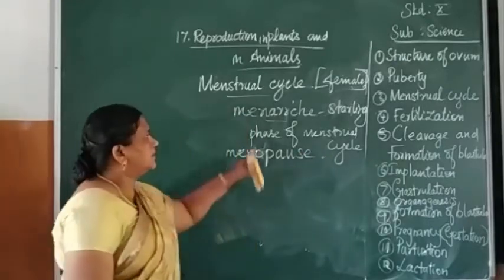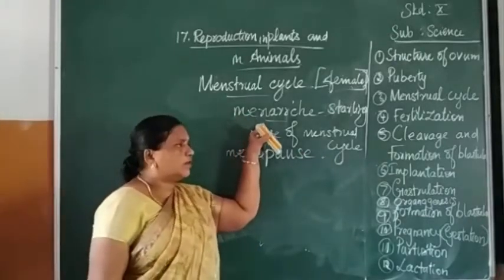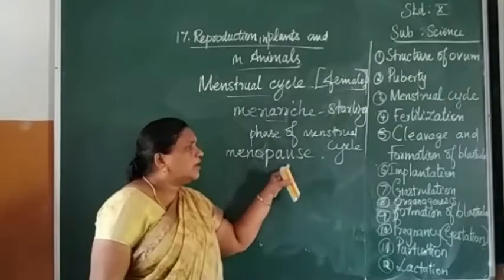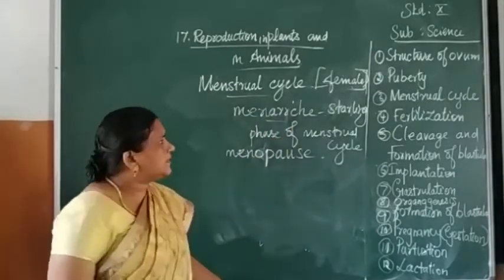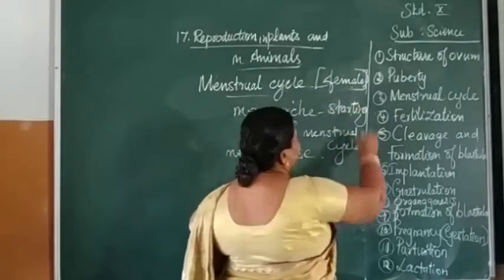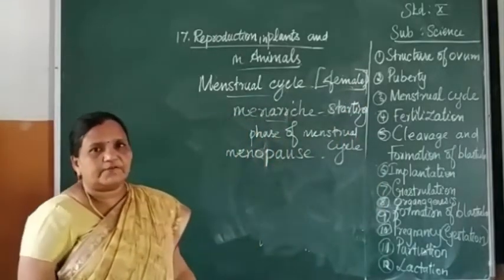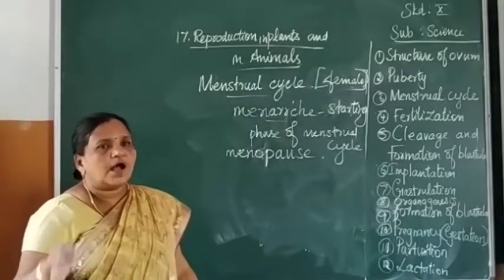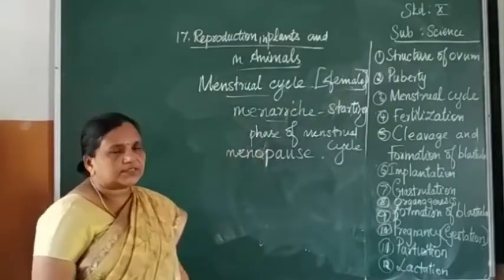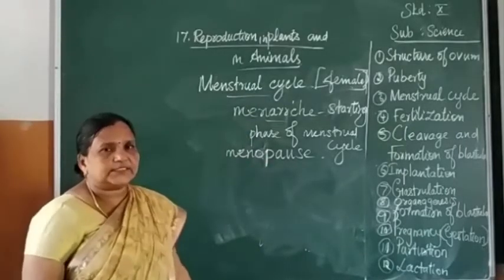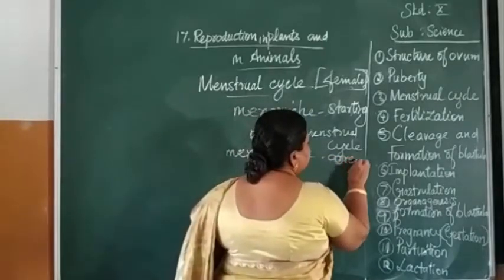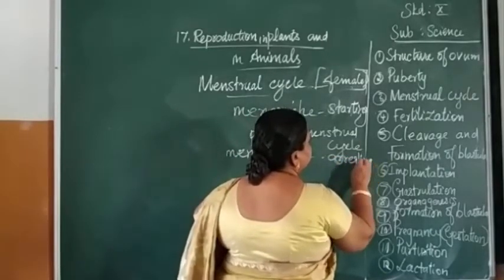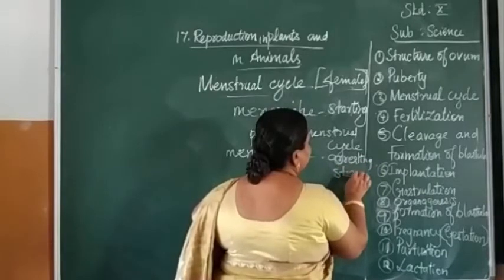Menopause. What are the differences between menarche and menopause? Menarche means the starting phase of the menstrual cycle. When the first menstrual cycle appears, that is called the menarche stage. And the menopause stage is the arresting stage, the last stage. When it is stopping, that is called the menopause.